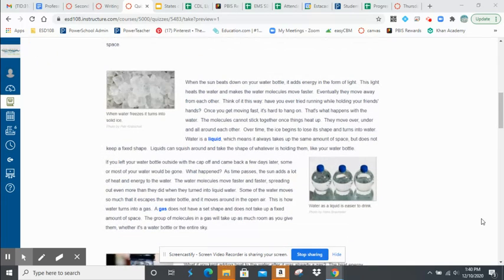When the sun beats down on your water bottle, it adds energy in the form of light. This light heats the water and makes the water molecules move faster. Eventually, they move away from each other. Think of it this way.